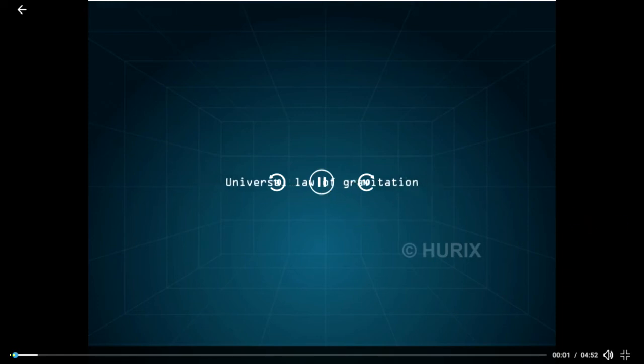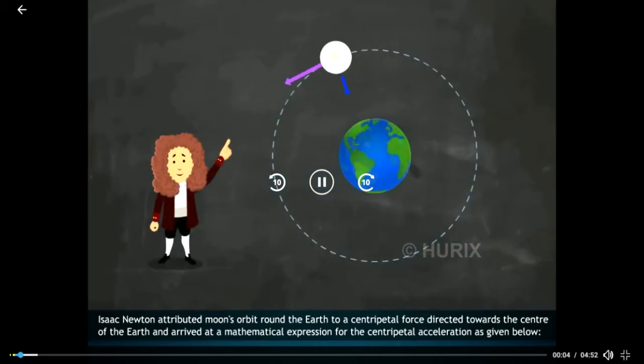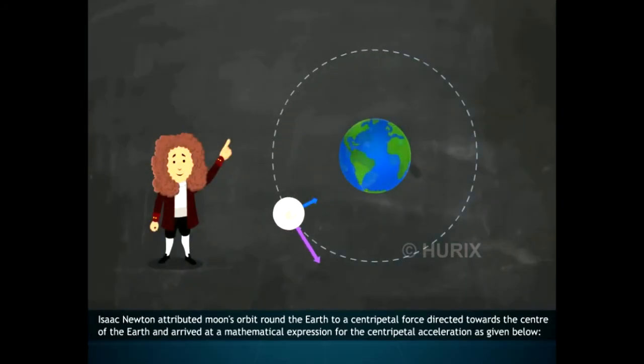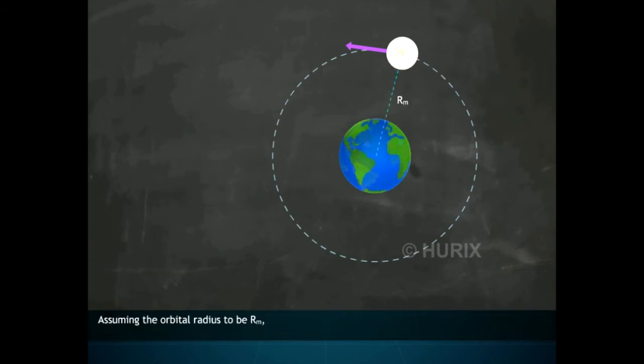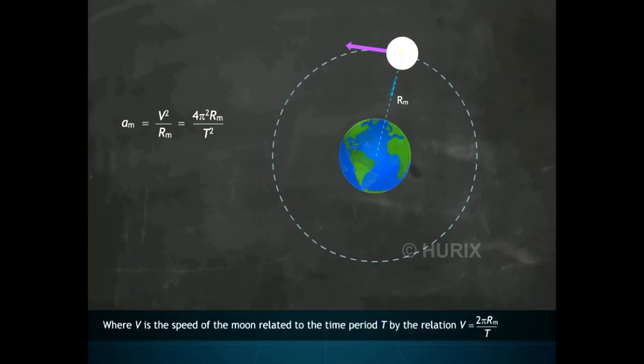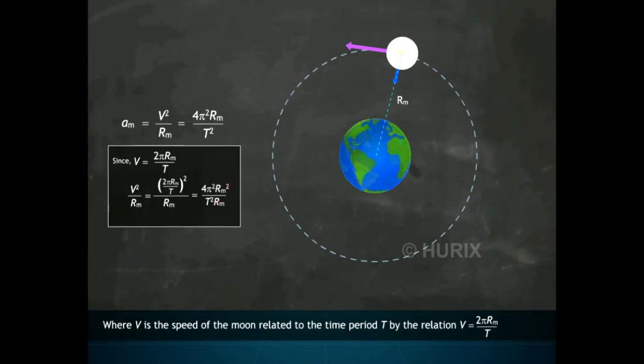Universal law of gravitation. Isaac Newton attributed the Moon's orbit around the Earth to a centripetal force directed toward the center of the Earth, and arrived at a mathematical expression for the centripetal acceleration as given below. Assuming the orbital radius to be Rm, Am equals v squared by Rm equals 4 pi squared Rm by T squared, where v is the speed of the Moon related to the time period T by the relation v equals 2 pi Rm by T.